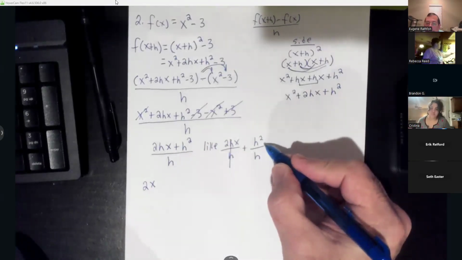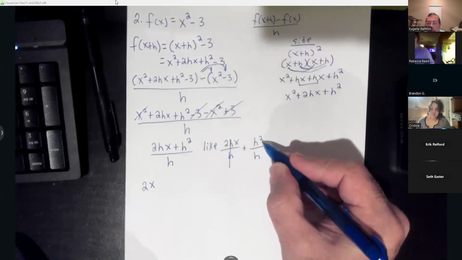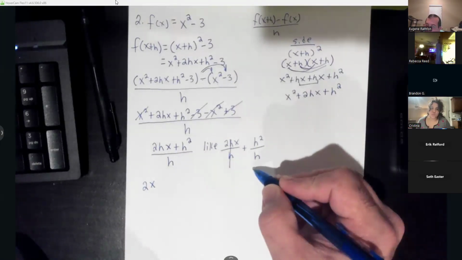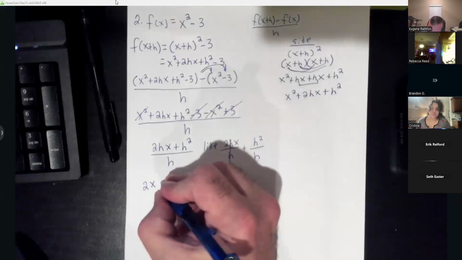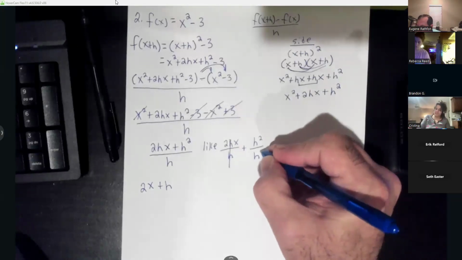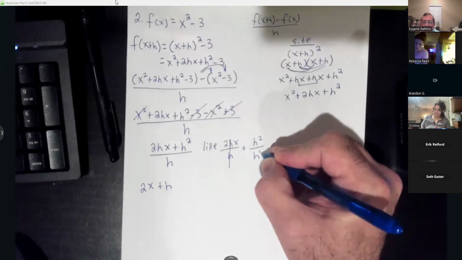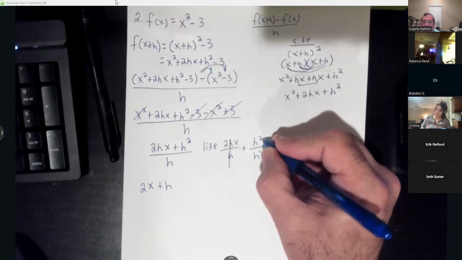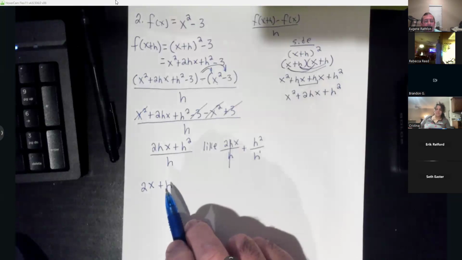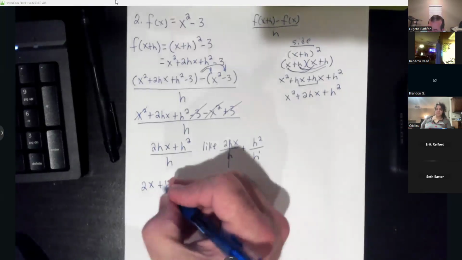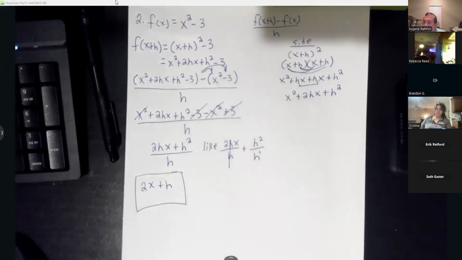And then right here, you got an h squared over an h. Well, h squared is like an h times an h. So one of them h's will cancel, leaving us one h. Also, y'all treat it like exponents. Remember, there's a 1 for the exponent on the bottom. And you're just subtracting exponents when you divide. 2 minus 1 left me the 1h, okay? All right, y'all, this is what MathLab wants, that 2x plus h, okay?